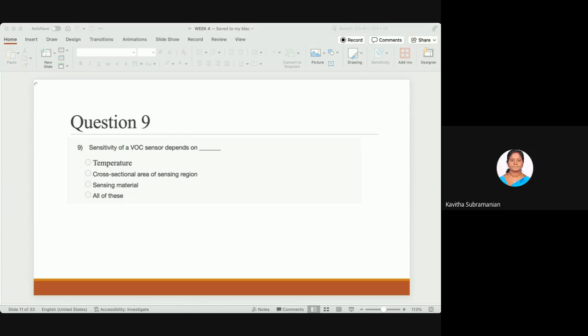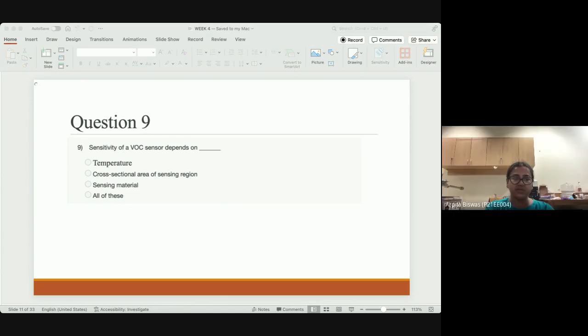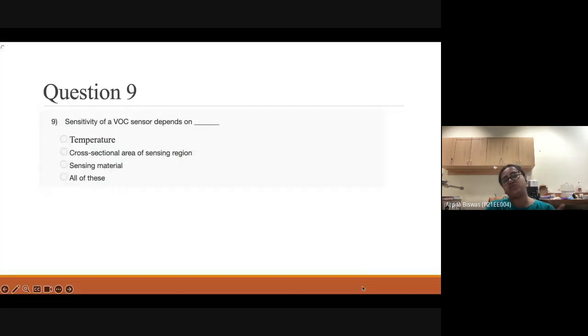So what happens in that case? If the surface to volume ratio is increased, there is more surface area, so more VOC can react with this material. So we can get more changes in the output result, right? Yes, ma'am. More surface area, so more VOC can react with this material. So it also depends on the cross section area of the sensing region.